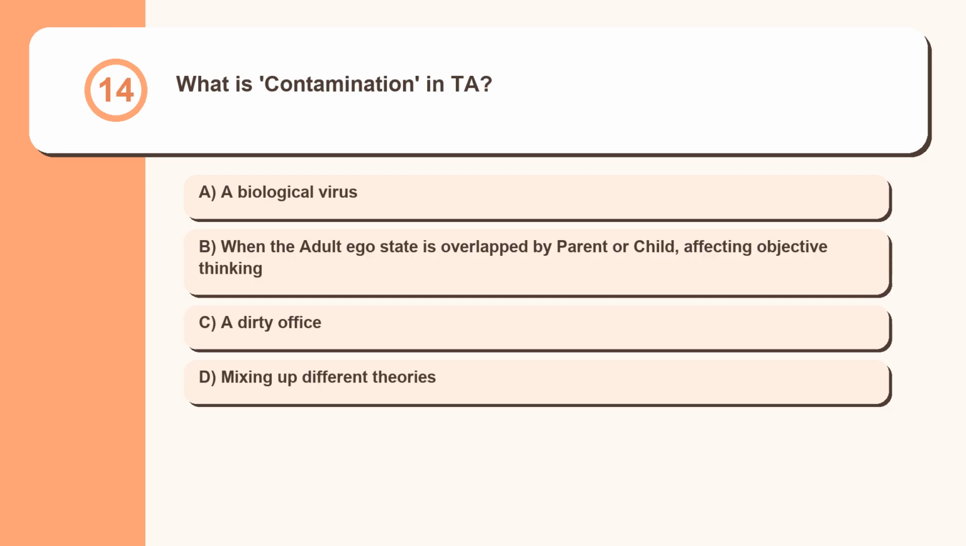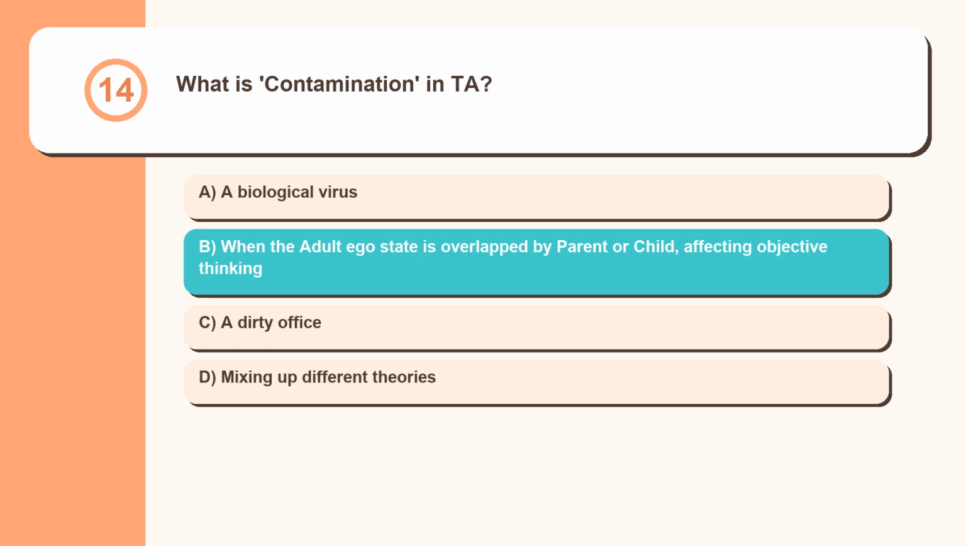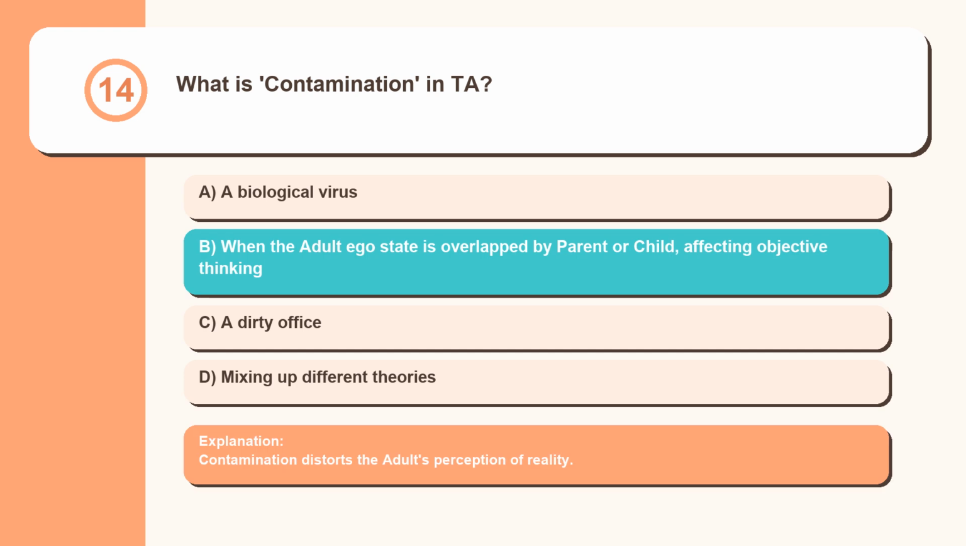Question 14. What is contamination in TA? A biological virus. When the adult ego state is overlapped by parent or child, affecting objective thinking. A dirty office. Mixing up different theories. Contamination distorts the adult's perception of reality.